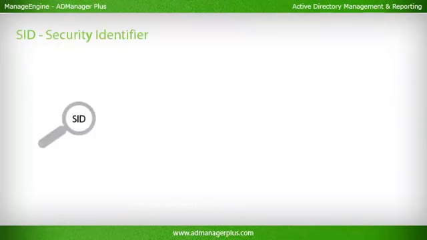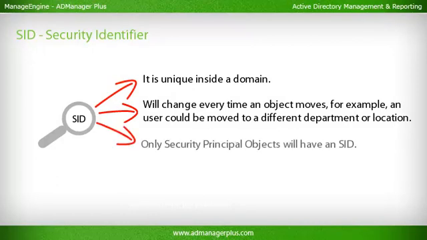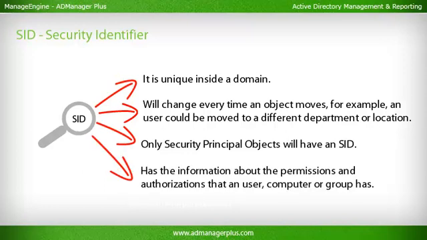SID, security identifier. It is unique inside a domain. It will change every time an object moves. For example, a user could be moved to a different department or location. Only security principal objects will have an SID. It has the information about the permissions and authorizations that a user, computer or a group has.